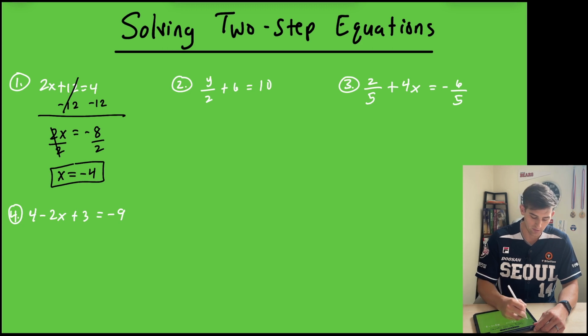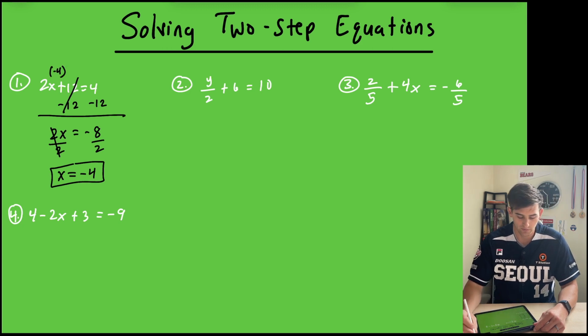And remember, we could always go back and check by substituting negative 4 in for x. So 2 times negative 4 would be negative 8, and then negative 8 plus 12 would get us to positive 4. So we know we're good on number 1.